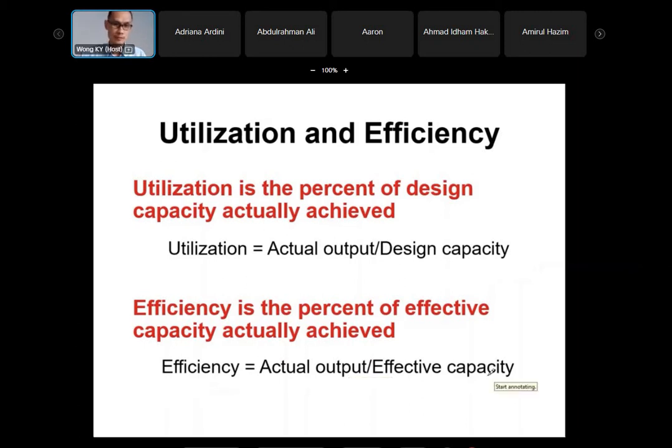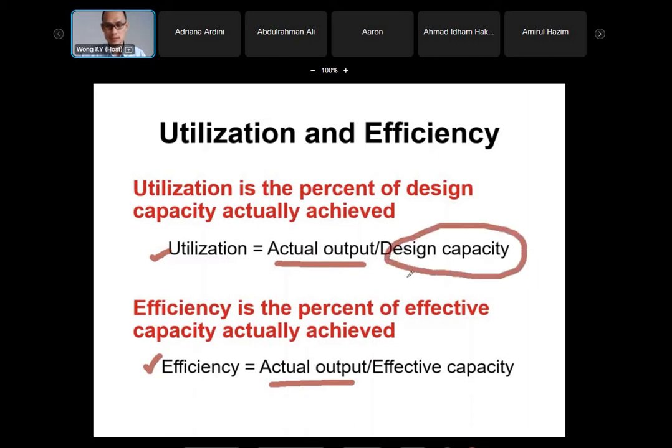A lot of people confuse utilization and efficiency. Actually, they are similar: you use the actual number of outputs that you produce, but you divide by a different thing. For utilization, you divide by the design capacity, and for efficiency, you divide by the effective capacity. Remember, design capacity is the maximum theoretical value, and effective capacity is the practical value, subject to real operating constraints.